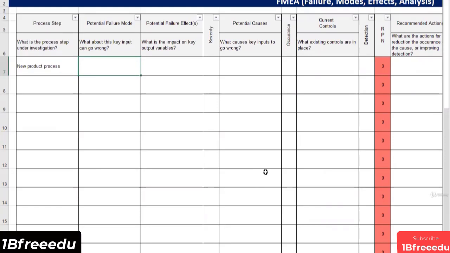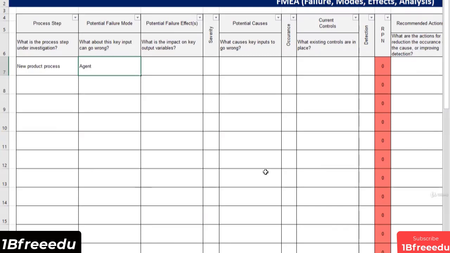Now, you can go down into individual steps if you want to, but at this stage, we don't really know what's actually going wrong in that particular process, so we can leave it just as the process. Then we need to identify the potential failure mode. So what about this key input can actually go wrong?